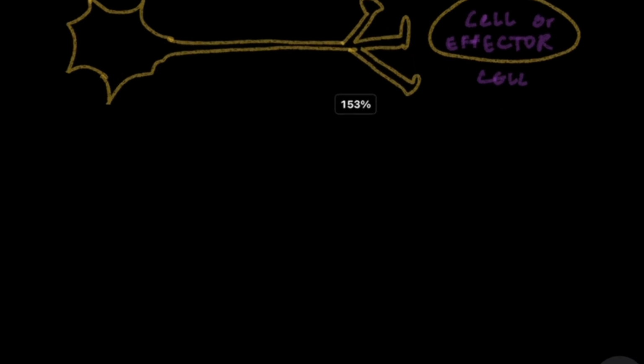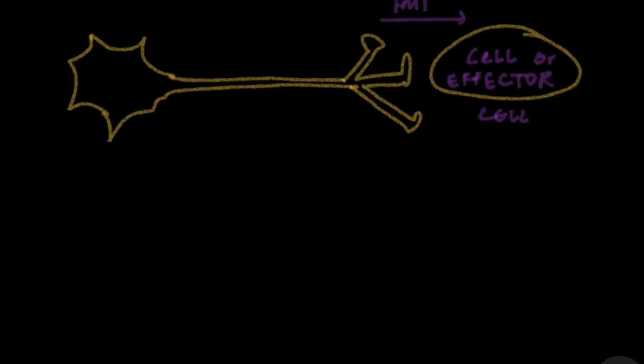If we take a neuron like this and an effector cell, like some effector organ cell, it is in contact with that, and how the impulse travels to it is through a neurotransmitter or some electrical impulse. We know all about how it travels, we have studied it in physiology.